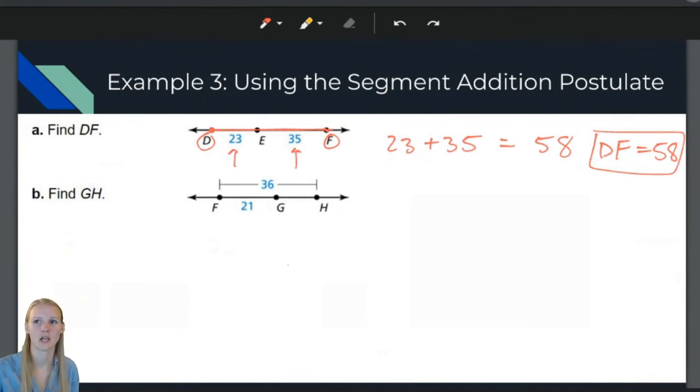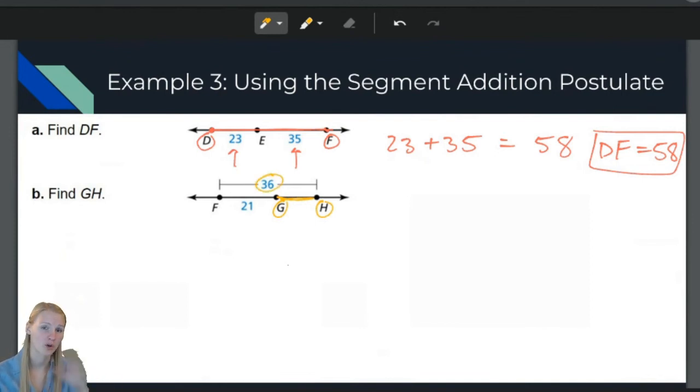Beautiful. DF is 58. Okay. Next problem, new color. Find GH. So here's G, here's H. So this is the segment I'm looking for. This is just like the candy bar problem.